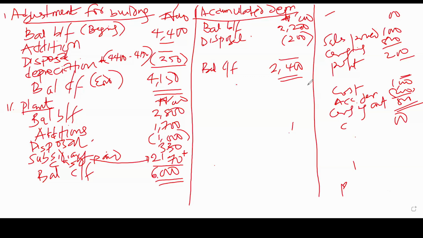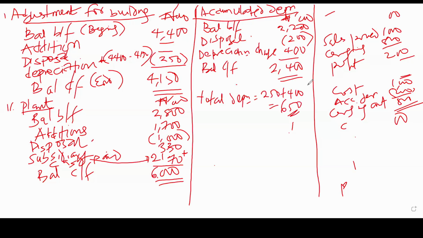But I'm forgetting that there must have been depreciation charge for the year. So that will explain the difference between 2,000 and 2,400. 400 will be the depreciation charge for the year. $400. It means that my total depreciation for the year will equal 250 plus 400 equals 650. Now, this is usually the first addition we normally make to adjust for profit before tax or profit after tax or operating profit, whichever one you start with.